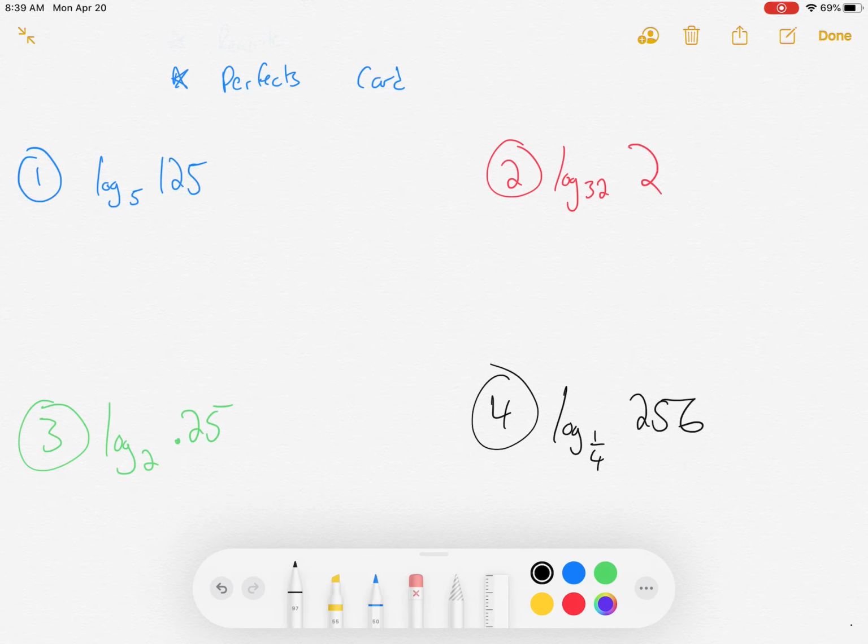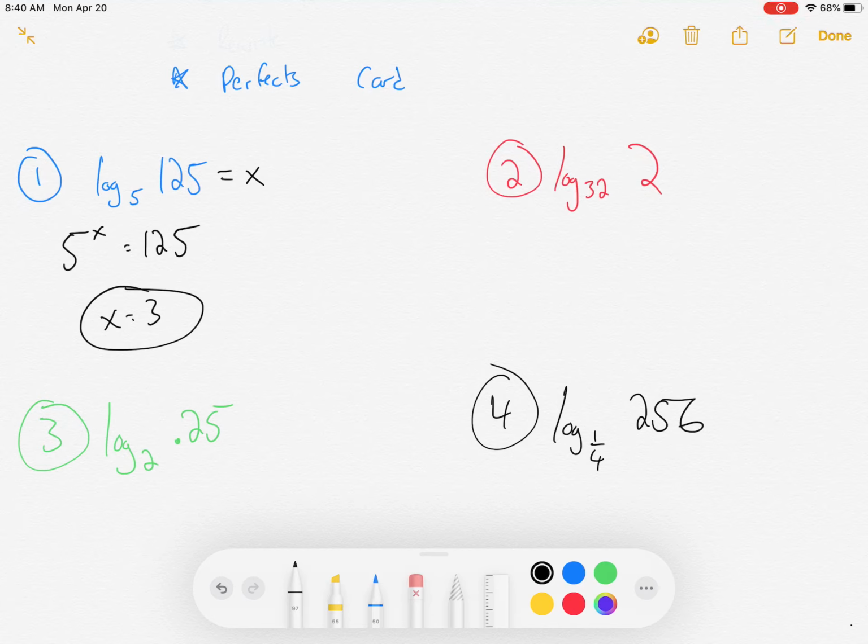I'll show you what I mean by the first one. Number 1 says log base 5 of 125. And again, we got to put in equals x. Now, rewrite it in exponential form. Left to the right power equals the middle. Left number, 5, to the power of the number on the right, x, equals the middle number, 125. Well, now you just ask yourself, what power of 5 gives me 125? Well, if you look at your perfects card, 5 to the third power is 125, so x equals 3. Done.